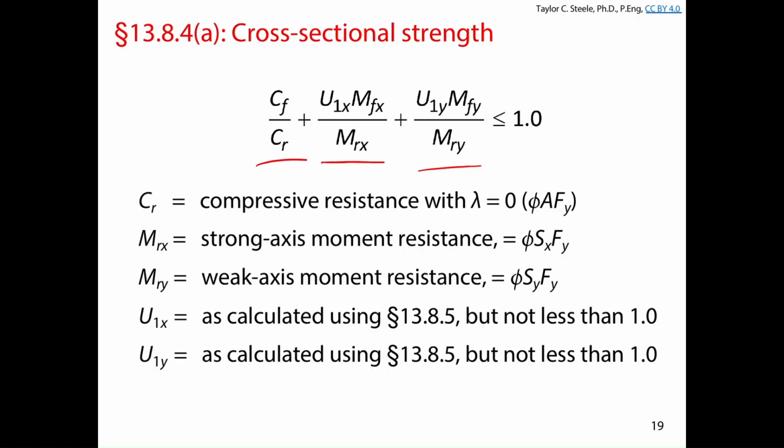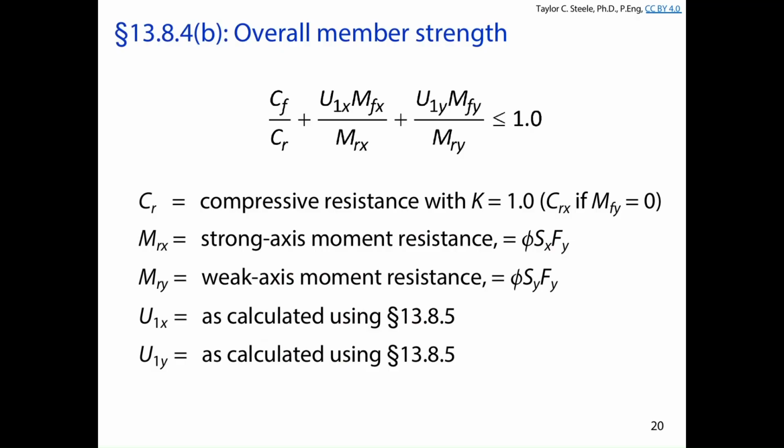Okay, this is a boring lecture because I show you the same thing 3 times in a row and just tell you what's a little bit different. For overall member strength, that's that strong axis flexural buckling that we're trying to prevent when we have a moment in addition to the compressive force. We're going to calculate the strong axis compressive resistance.